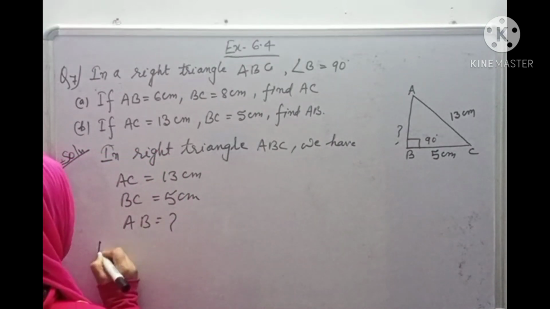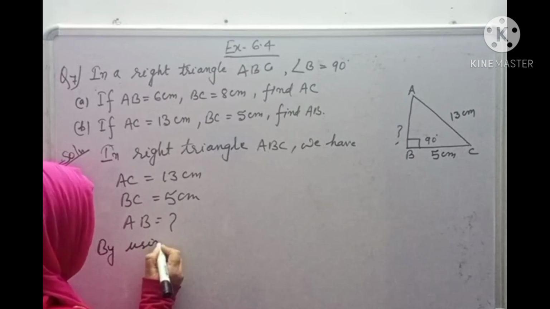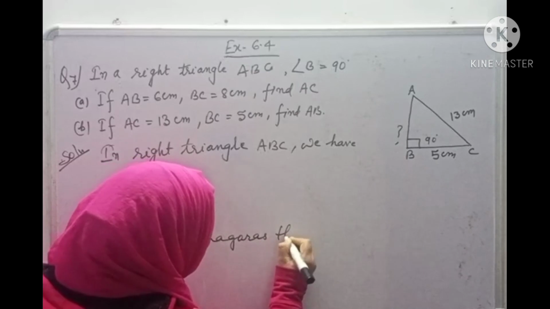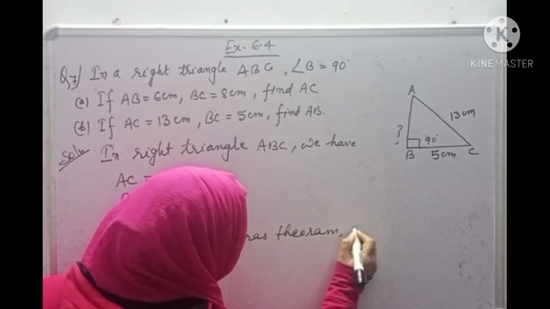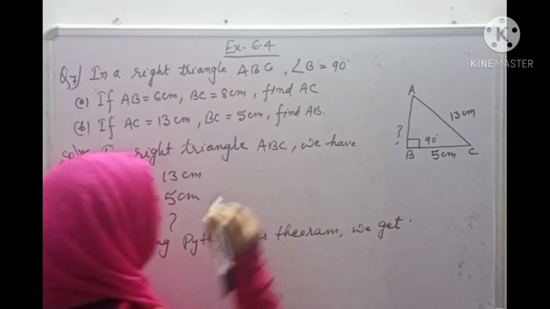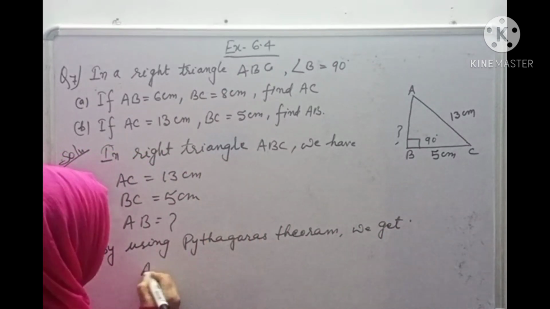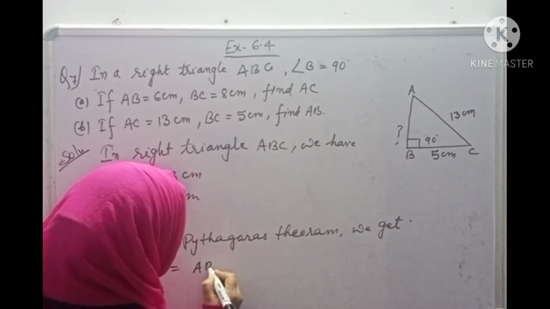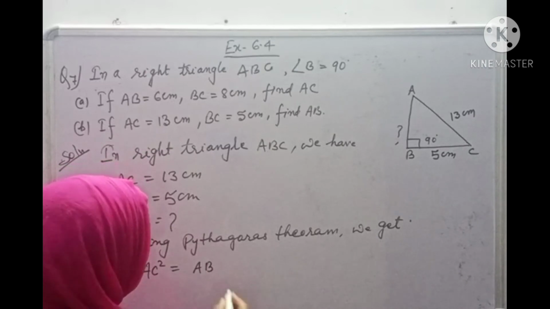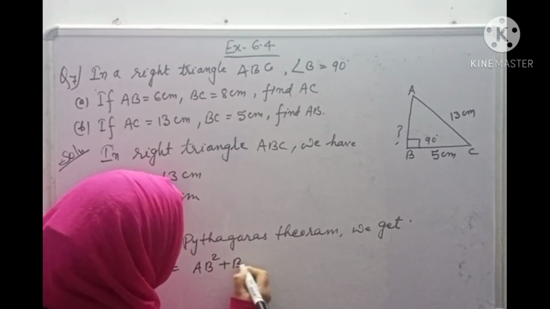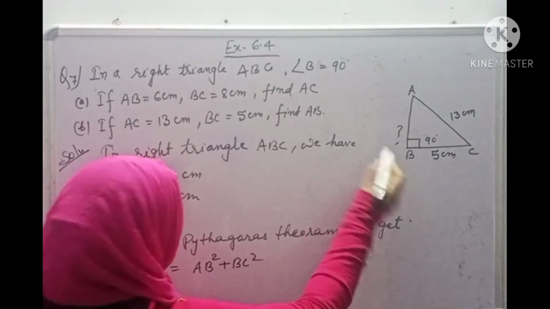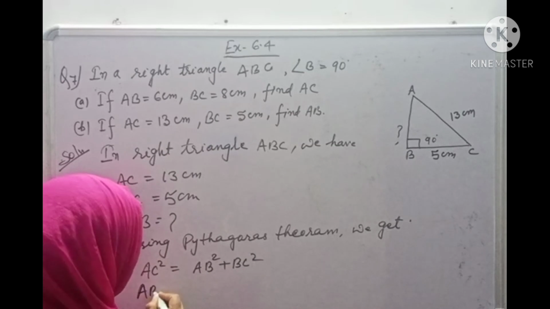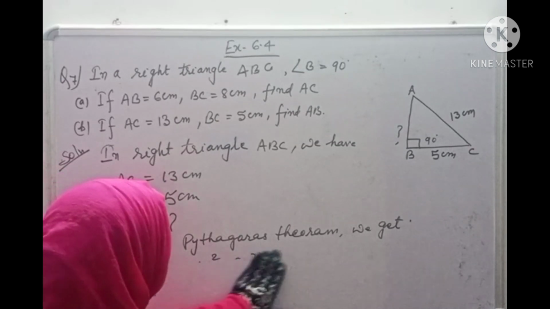Okay. So once again, by using Pythagoras theorem, हम Pythagoras theorem को यूज करके पाते हैं. We get that AC square is equal to AB square plus BC square. But here you have to find AB square. So AB square is equal to, इतने नहीं करो, simple करो directly.